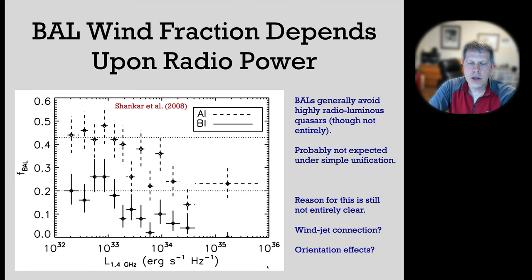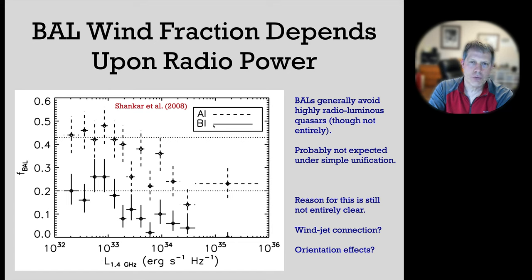It has long been known, and I talked about this already in the lecture on winds, that if you look at quasar winds, the ones that produce particularly broad absorption lines, the strong broad absorption features we often see in the rest-frame ultraviolet, the fraction of quasars showing these broad absorption line features depends upon radio power. And you can see that here. Here is the fraction of quasars showing BALs versus radio luminosity.